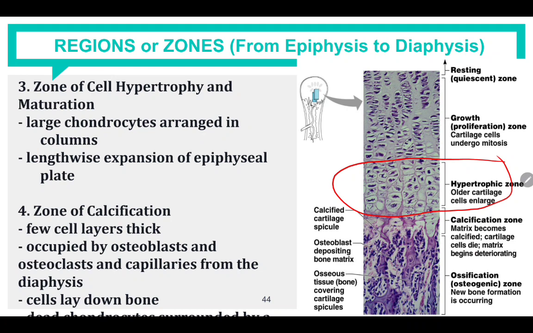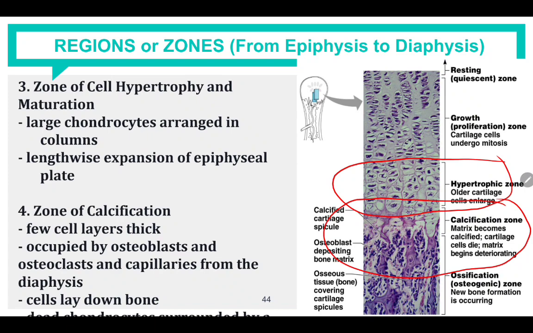Okay? Another zone that I want you to know is the zone of calcification. We have few cell layers thick, okay, medyo makapal na, and then occupied by osteoblasts and osteoclasts and capillaries from the diaphysis. So, dito na part is the diaphysis na banda. Okay? So, dito, bone matrices are being made and mag-start na sila mag-calcify. So, ibig sabihin, dito na part, nagiging patigas ng ating bone.